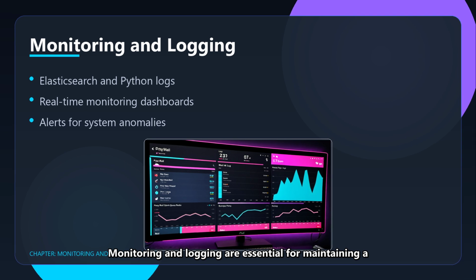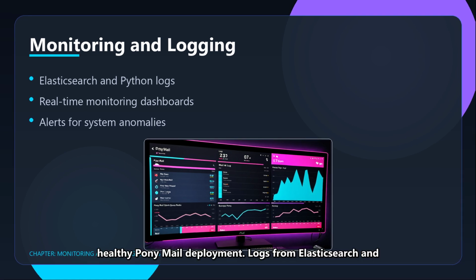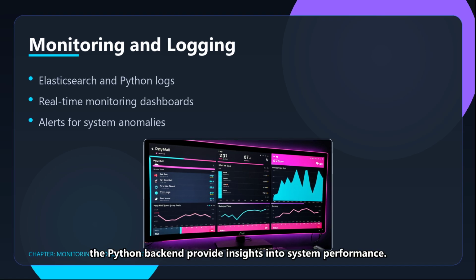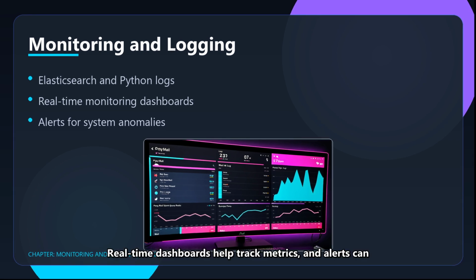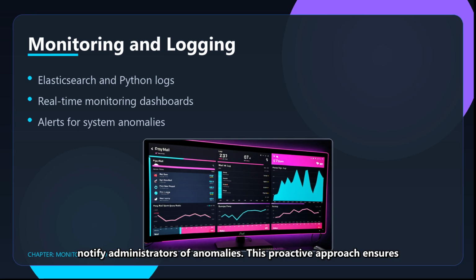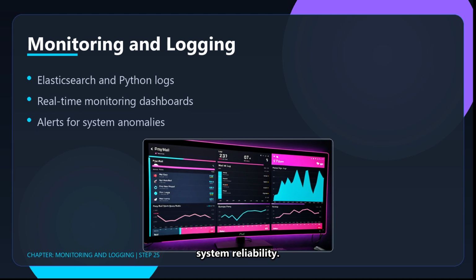Monitoring and logging are essential for maintaining a healthy Pony Mail deployment. Logs from Elasticsearch and the Python backend provide insights into system performance. Real-time dashboards help track metrics, and alerts can notify administrators of anomalies. This proactive approach ensures system reliability.